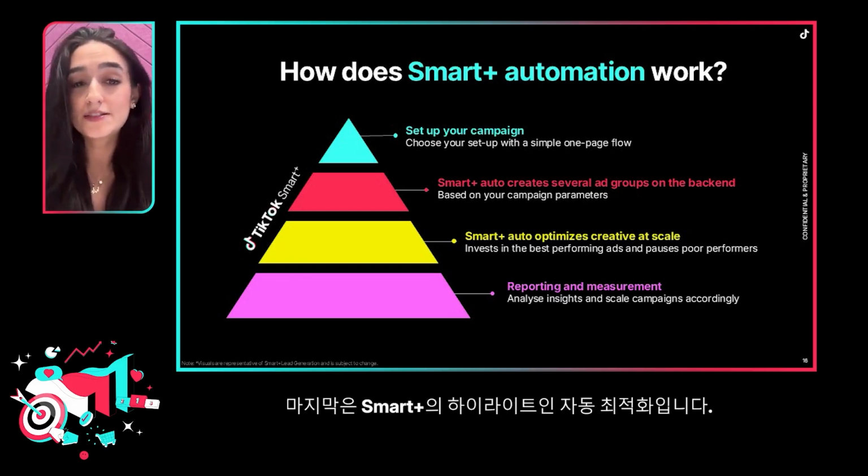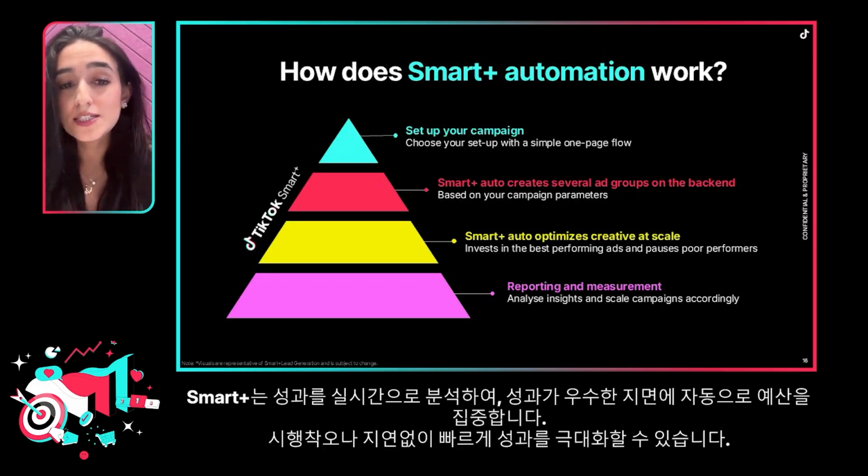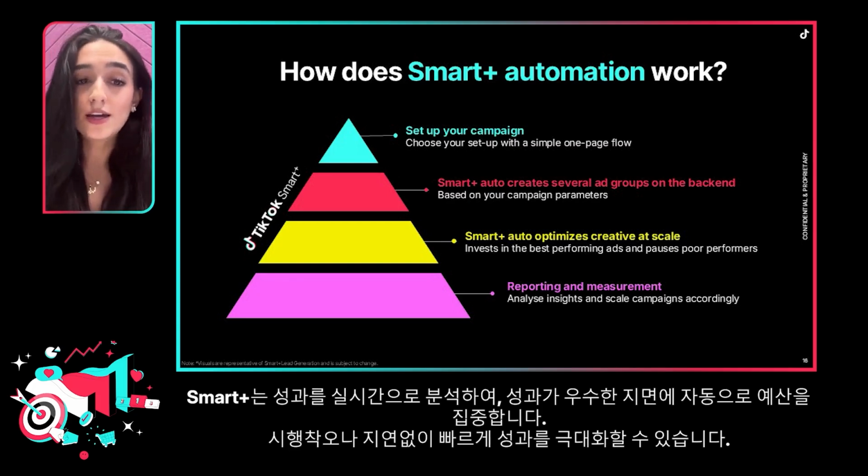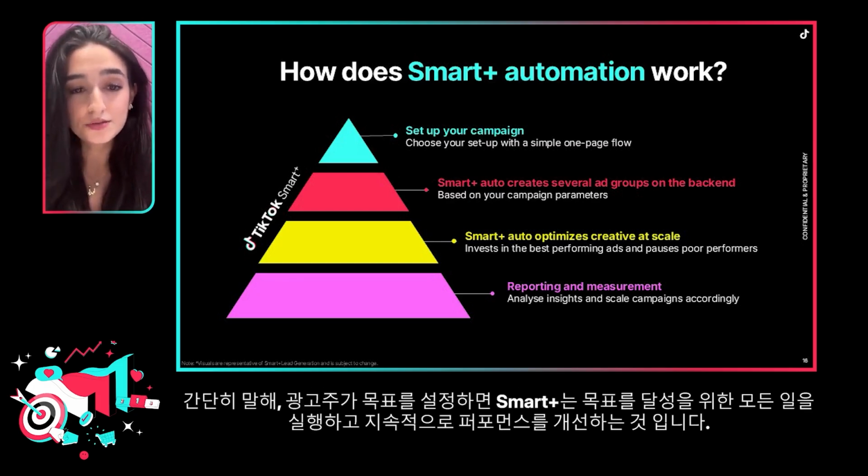Finally, we move on to hands-free optimization once your campaign is live. This is where the real magic happens. It continuously analyzes performance and automatically shifts spend towards what's working in real time. No guesswork, no delay, just better results faster. In short, you set the strategy and Smart Plus scales it, optimizes it, and makes sure every dollar is working harder for you.